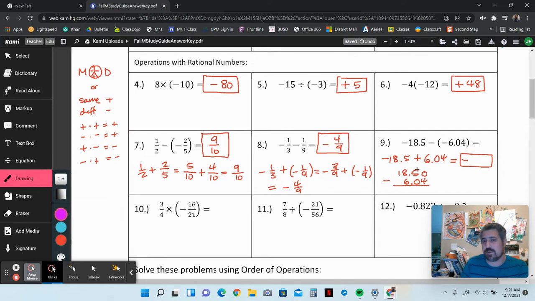So 0 take away 4, you can't do it. You borrow. 10 take away 4 is 6. 4 take away 0 is 4. 8 take away 6 is 2. And then 1 take away nothing is 1. So the answer is going to be 12.46. So it's going to be negative 12.46. Put your decimal in carefully, and you're good to go.